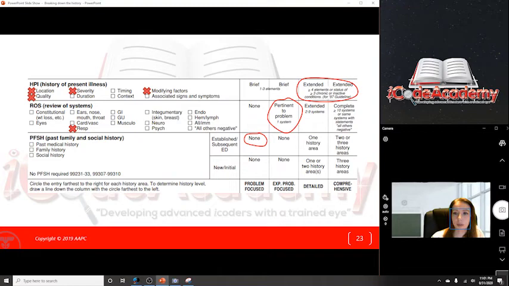So how do we determine the overall history level? Let's make sure we're reading the instructions at the bottom of our level tool. Here you can see in the lower left, it states circle the entry farthest to the right for each history area. To determine history level, draw a line down the column with the circle farthest to the left.